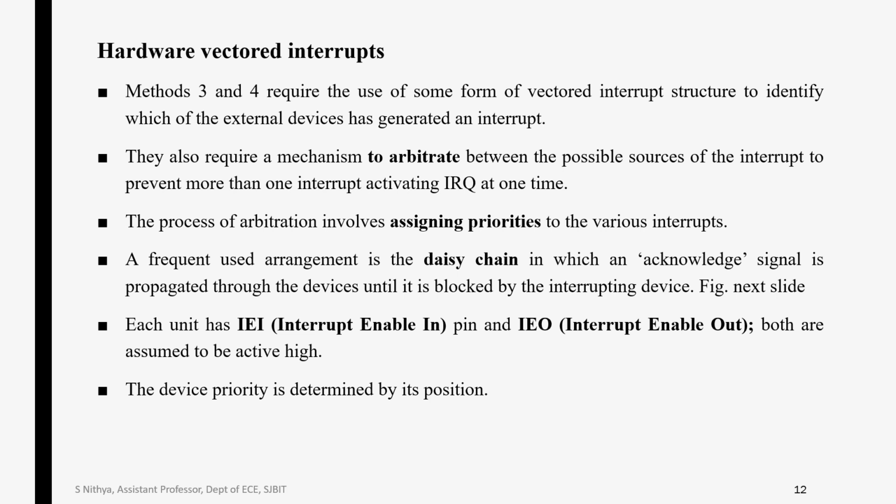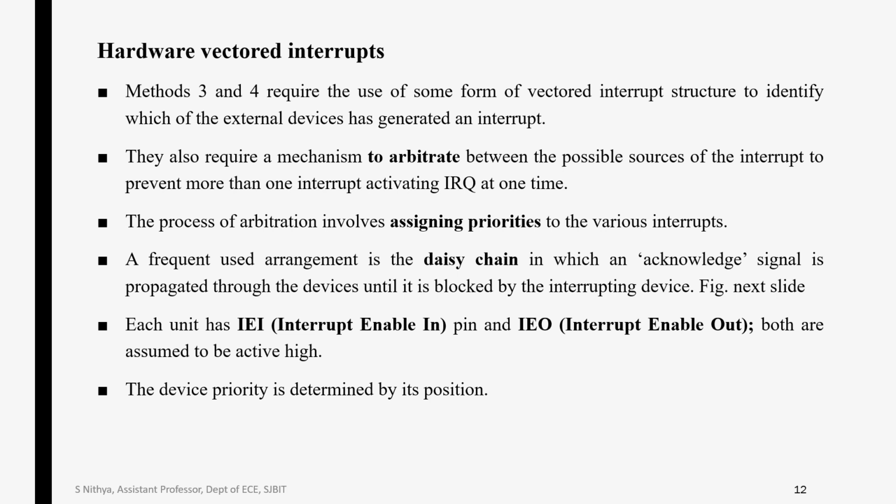So they require a mechanism to arbitrate between the possible sources of input interrupts, to prevent more than one interrupt from activating the IRQ at one time. The process of arbitration involves assigning priorities to the various interrupts. A frequently used arrangement is a daisy chain in which the acknowledge signal is propagated through the devices until it is blocked by the interrupting device. For example, in the next slide.